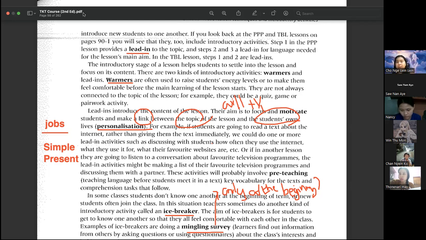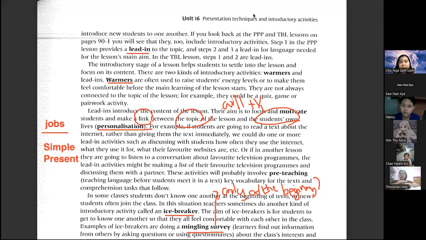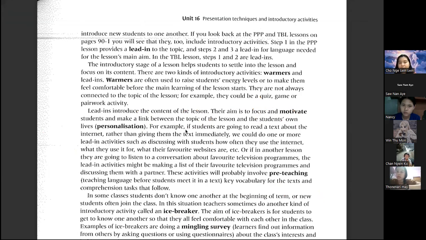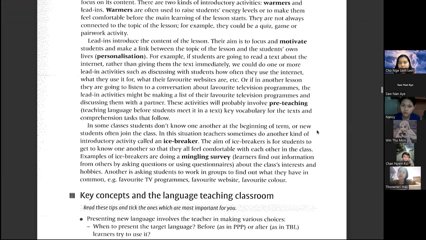So we just want everybody to participate at the same time. That's why in here also they have mentioned it, right? Mingling survey: learners find out information from others. So we try to find out information from other people by asking questions or by using questionnaires. That's why a mingling survey can be done in every situation.